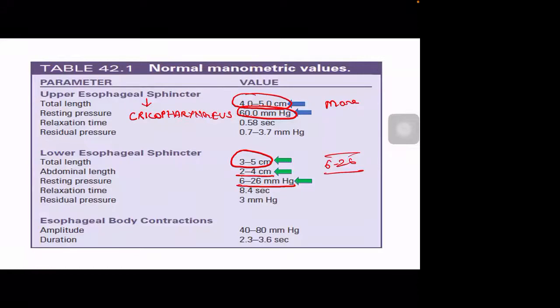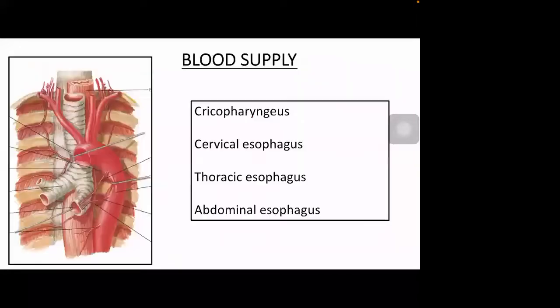Other numerical values, just have a look. But the most important are the resting pressure of the upper esophageal sphincter and the lower esophageal sphincter. Remember the intra-abdominal length is very important, which confers the physiologic function of the lower esophageal sphincter. The resting pressure is slightly less than the upper esophageal sphincter. Upper esophageal sphincter is 60, lower esophageal sphincter is 6 to 26 millimeter mercury.